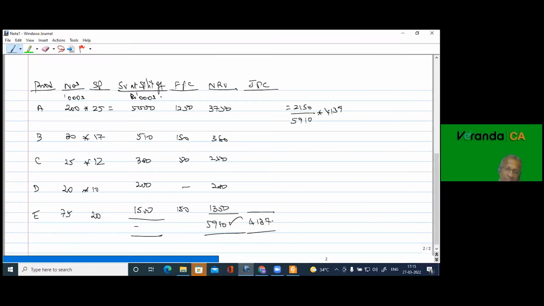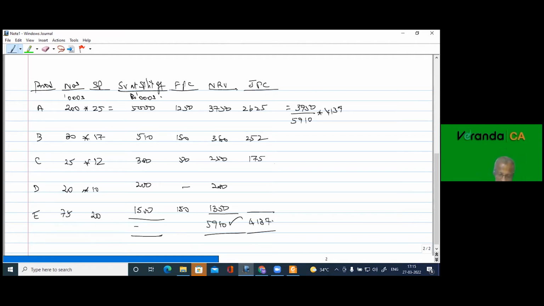3750. Sorry, 3750 divided by 5910 into 4137. It comes to, with rounding, 2625. 360 divided by 5910 into 4137. You need to round it up, 252. Then 250 divided by 5910 into 4137.